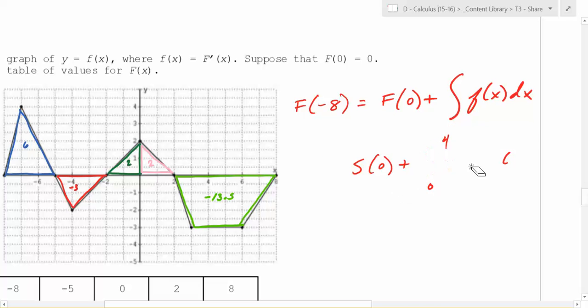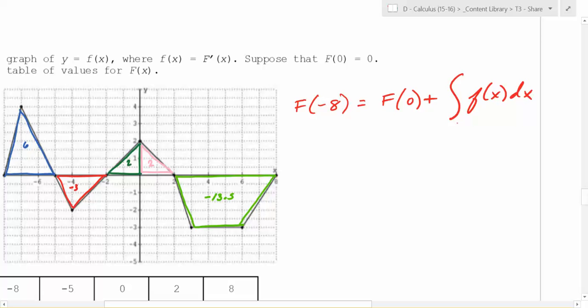So what do you think the limits of integration are now for this one? If we're trying to do f of negative 8, what do you think the limits of integration are? Take a guess. The numbers are already on the board for you. Ah, so you think it should be negative 8 to 0. What is our starting value, though? What is the initial condition? 0. So what do you actually need to make it?